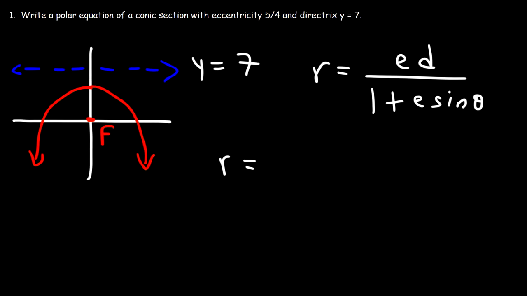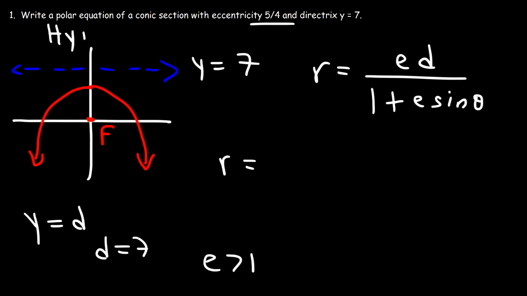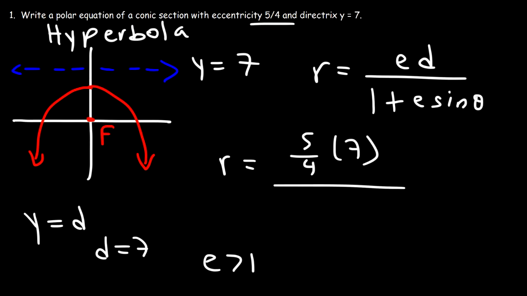Now all we need to do is plug in e and d. So keep in mind the directrix is y equals d. So that tells us that d is 7. And we already have e. Now because e is greater than 1, we know that this particular type of conic section is a hyperbola. So there's another part of the graph that will open upward in that direction, but we don't need to worry about that. So e is 5 over 4, d is 7, and so this is what we now have.